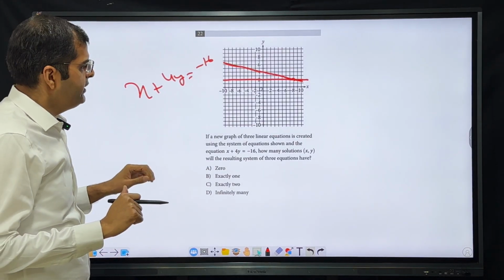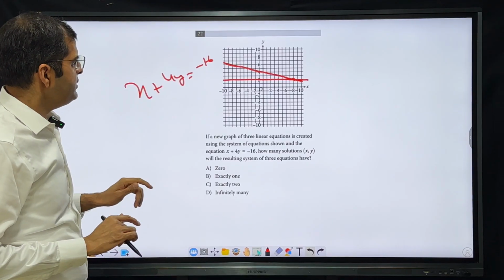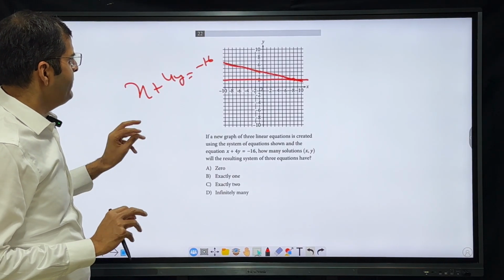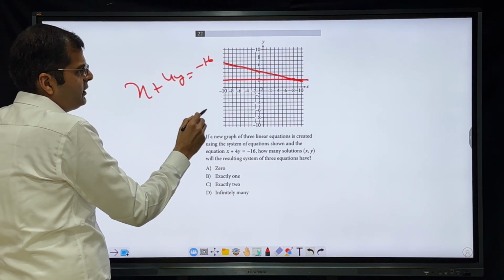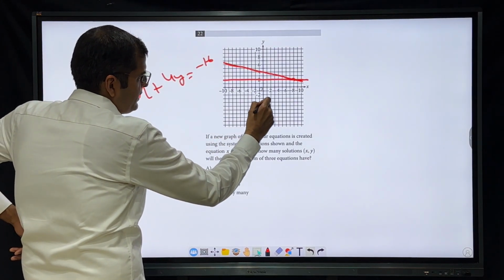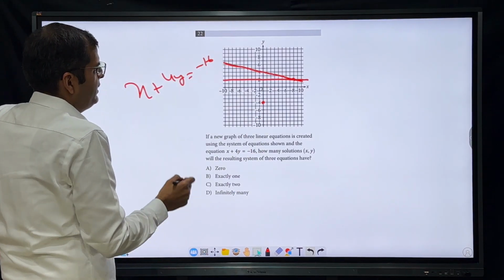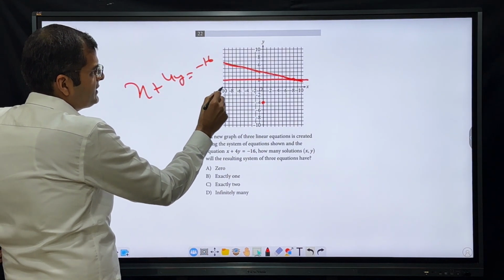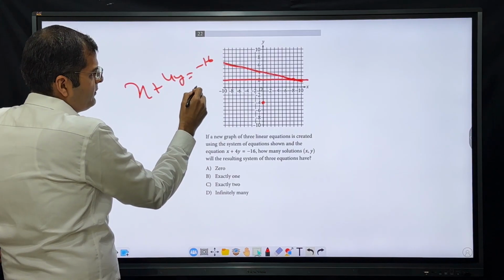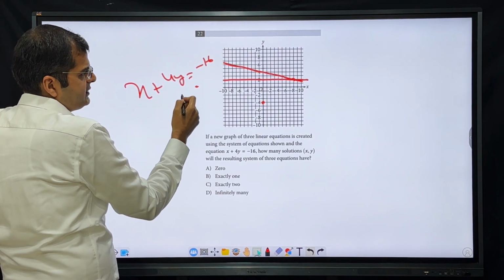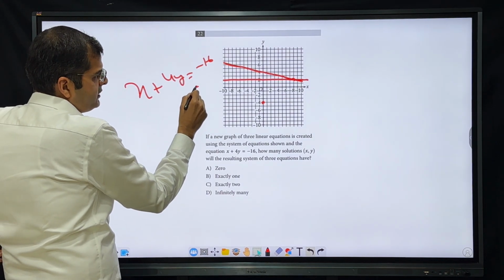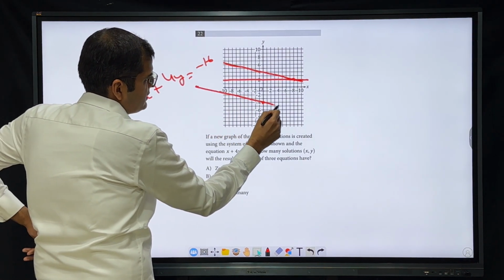Okay, so we have to see where the third line is. If x plus 4y is equal to minus 16, when x is equal to 0, y is equal to minus 4. So the line goes from this point. And when y is equal to 0, x is minus 16. That means it will be somewhere here, this point. Till here it is minus 10. So further on this side, it will be minus 16. So this line is somewhat like this.